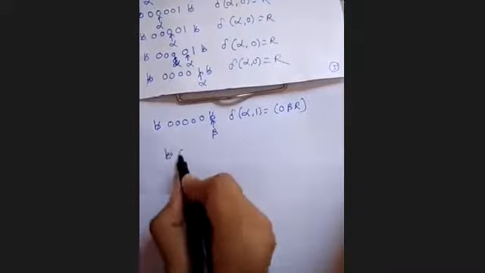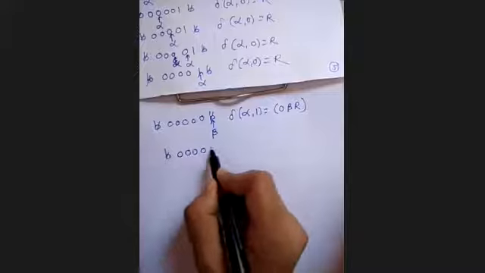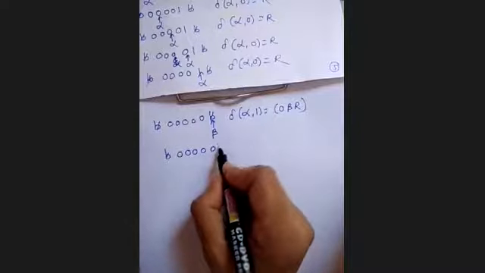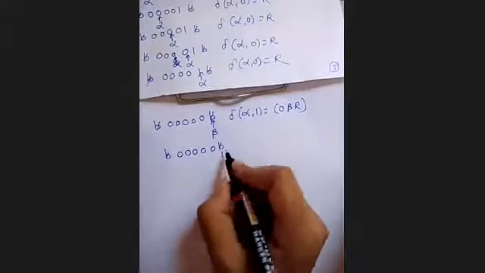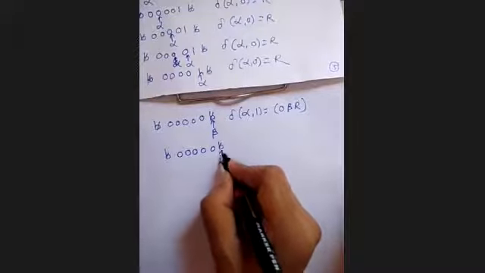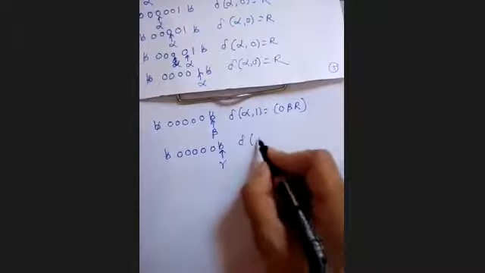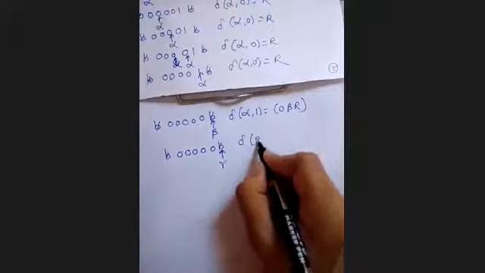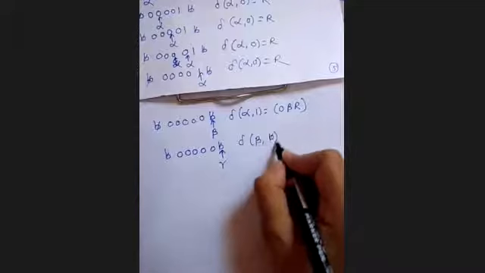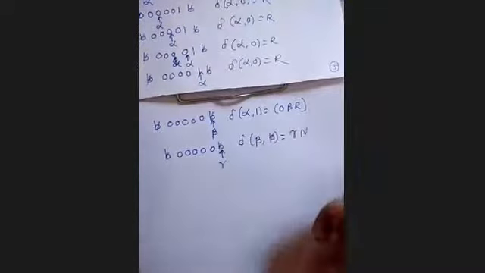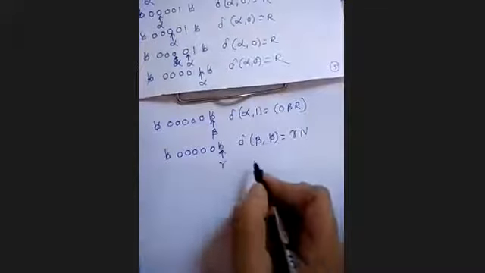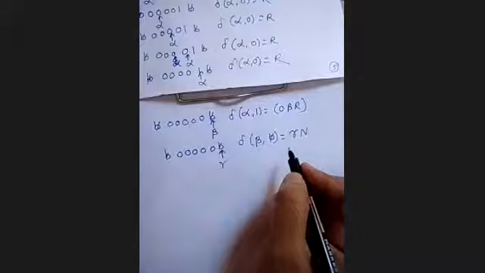Change the state to the halt state. We are not writing anything, just the state is changed and the direction is no movement. And here your action is what? Delta of beta, comma, blank is equal to gamma, N. And then finally you reach the halt state.